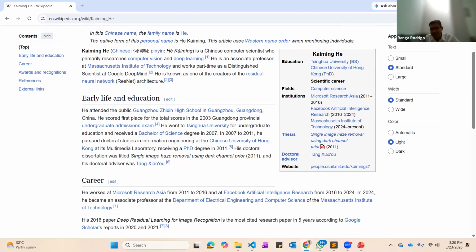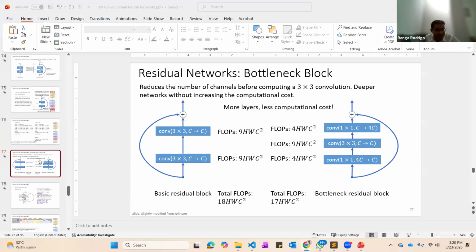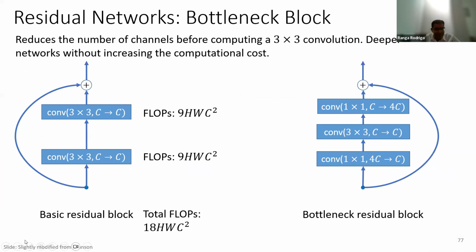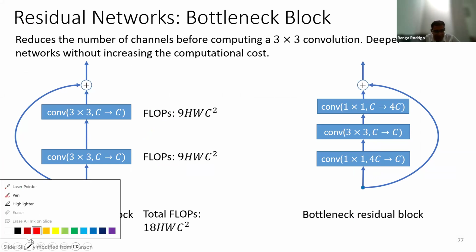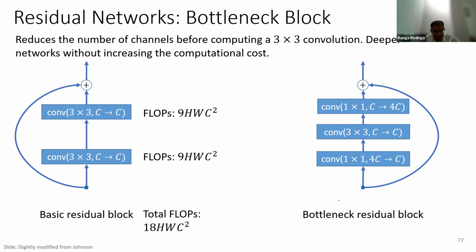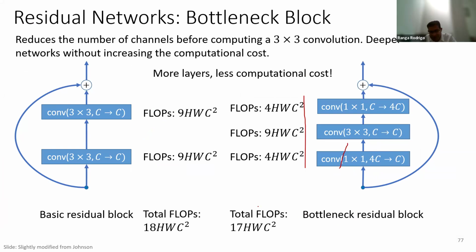Many contributions to the research world are by this person. And so they had other things also. They had the so-called residual block that we studied. And then he said, okay, this residual block also has a little bit of a problem, too much computation. And then he came up with a mechanism to reduce the number of computations in the same paper. So this is called a bottleneck residual block.